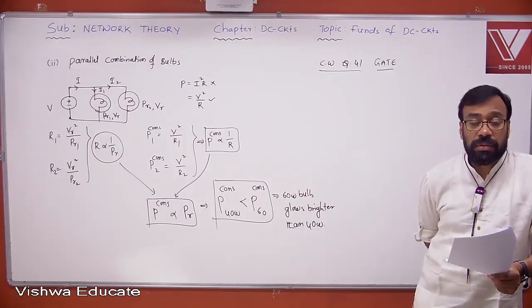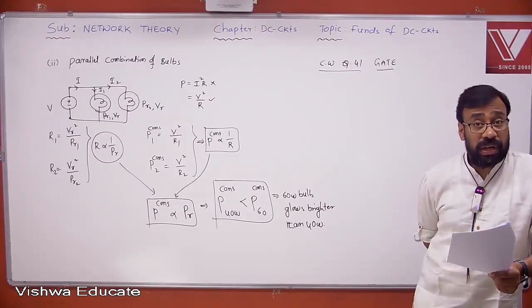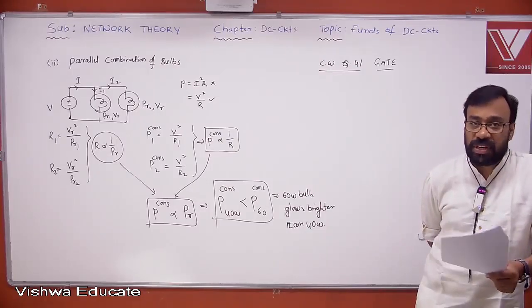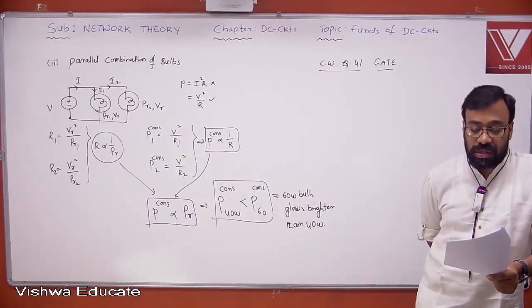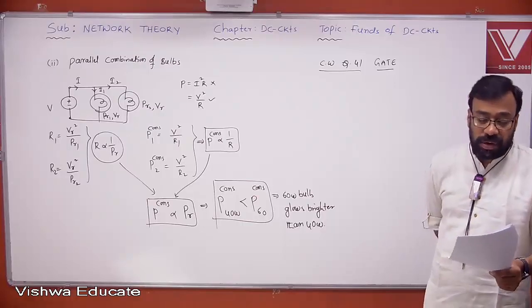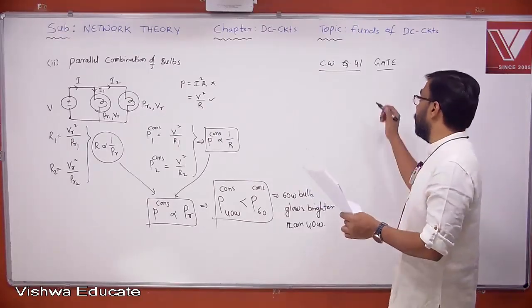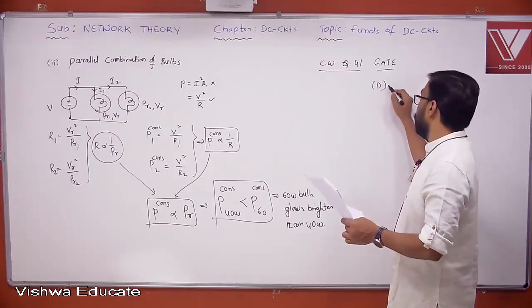Obviously not. A bulb with a lower power rating will consume a higher amount of power and glow brighter than the other, right? We have seen this already in the series combination. Then obviously the last option is left over. The 40 watt bulb glows brighter. So please choose the option. Option D is the correct option.